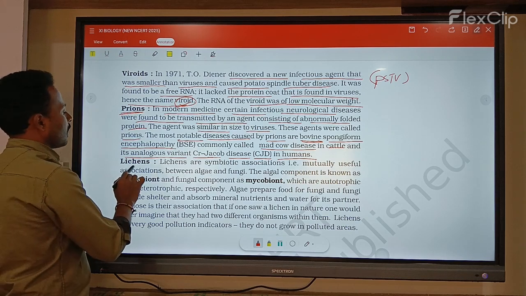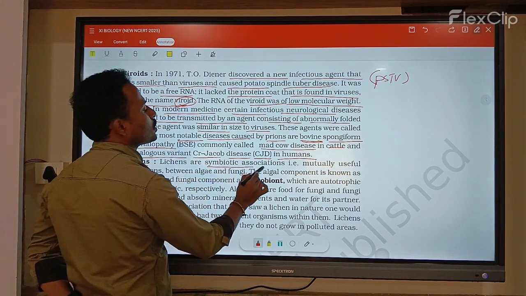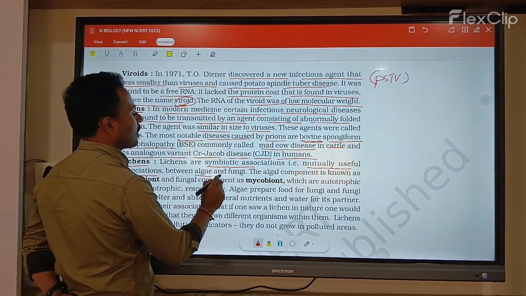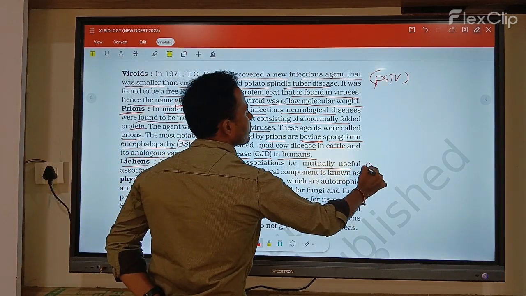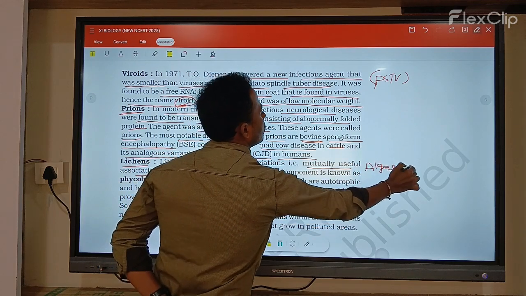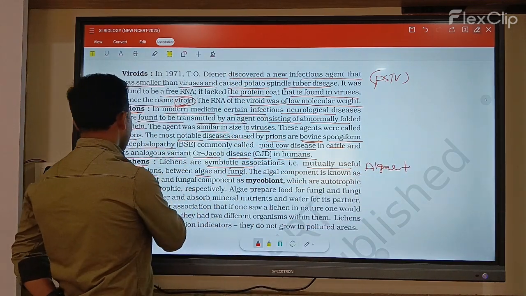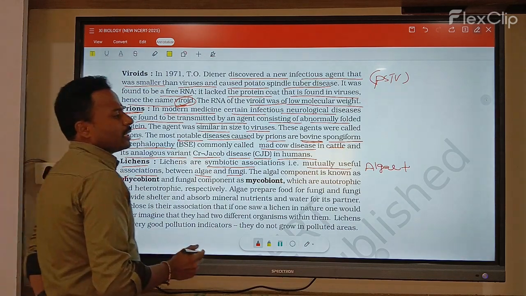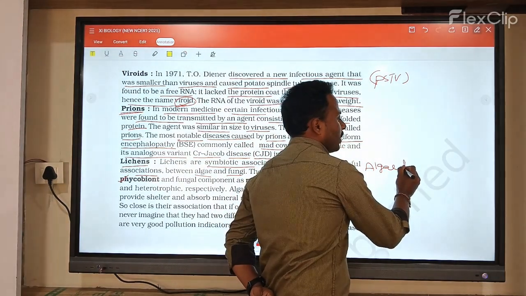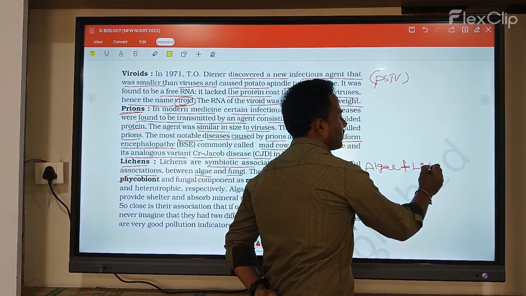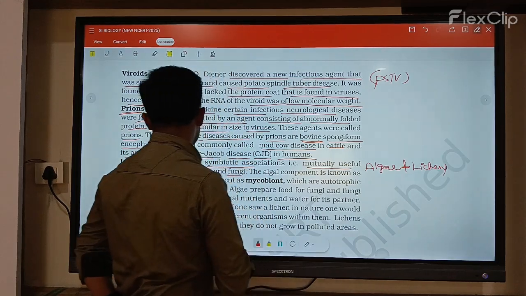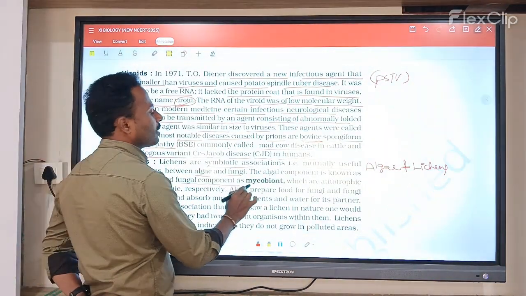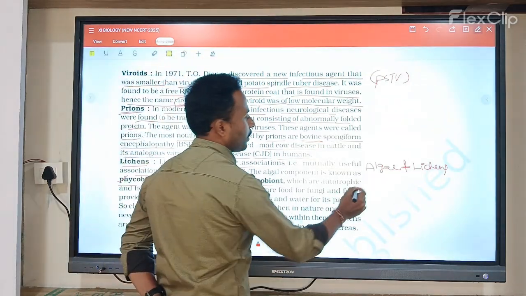Next is lichens. Lichens are symbiotic, mutually useful associations between algae and fungi. Here algae and fungi fuse to form lichens. The algal component of lichens is called the phycobiont, and the fungal component is called the mycobiont.